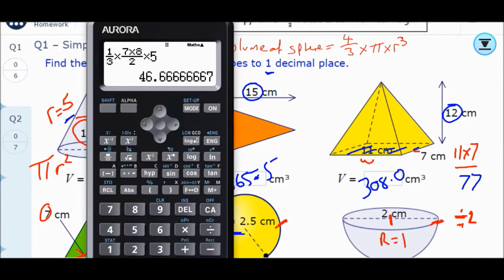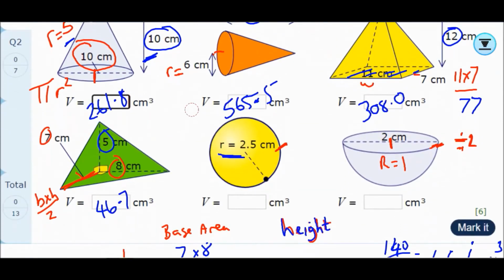So 4/3 multiplied by pi multiplied by the radius 2.5, and that's cubed. That gives me 125/6 pi, and if I do it to 1 decimal place, the 4 is going to make it round down, so stay the same, so 65.4. So this is going to be 65.4.